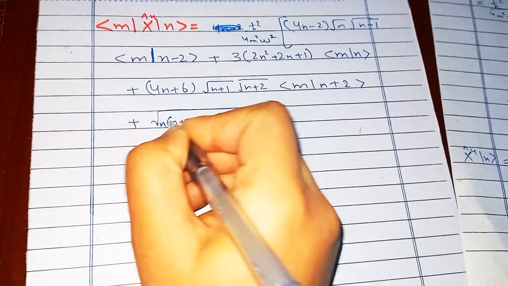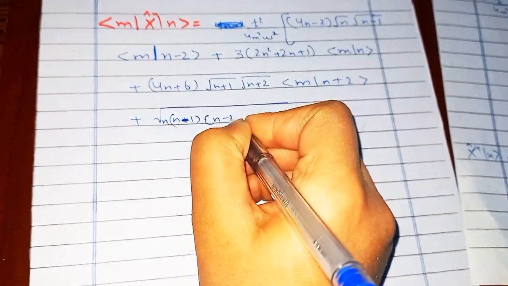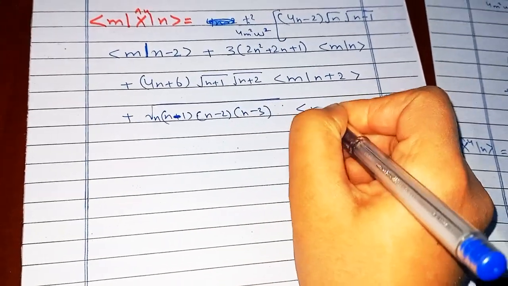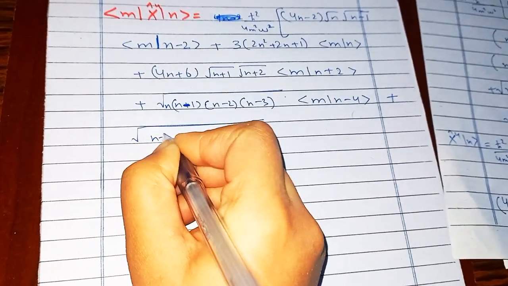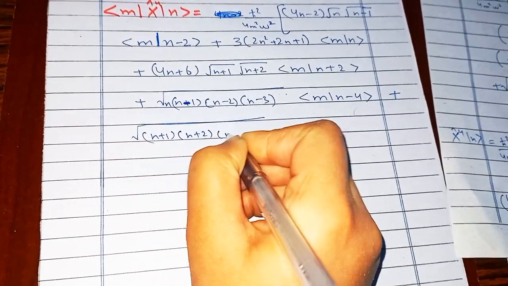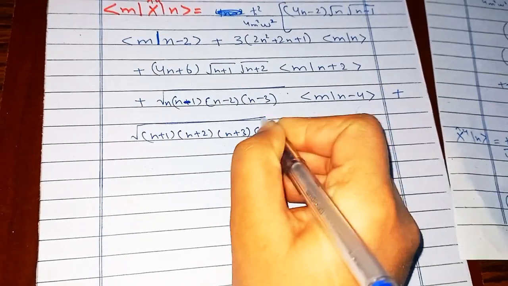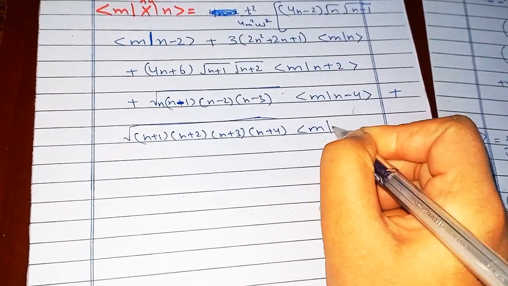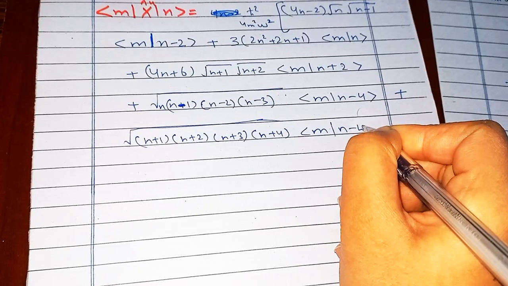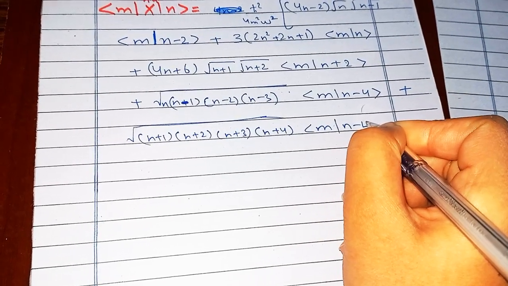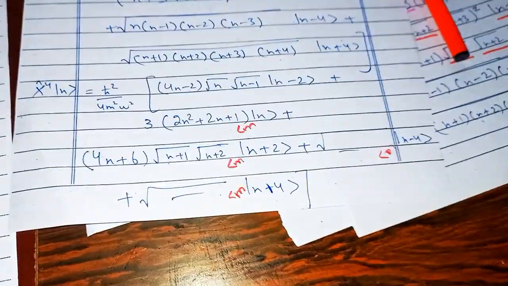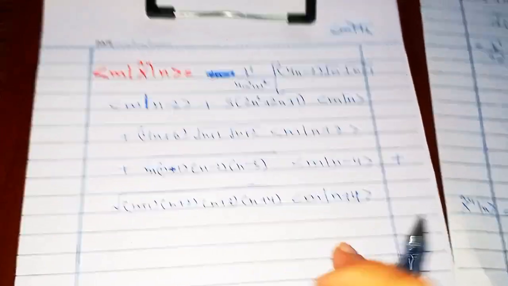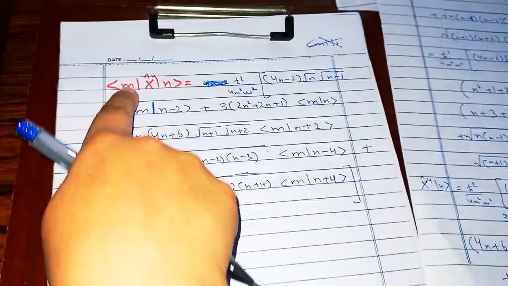Oh no, it's n into (n−1) into (n−2) into (n−3) ket n−4, plus the last term, which is (n+1) into (n+2) into (n+3) into (n+4), and it's ket n+4. It's n+4 here. Okay, so that is it. That is the value of this expression.